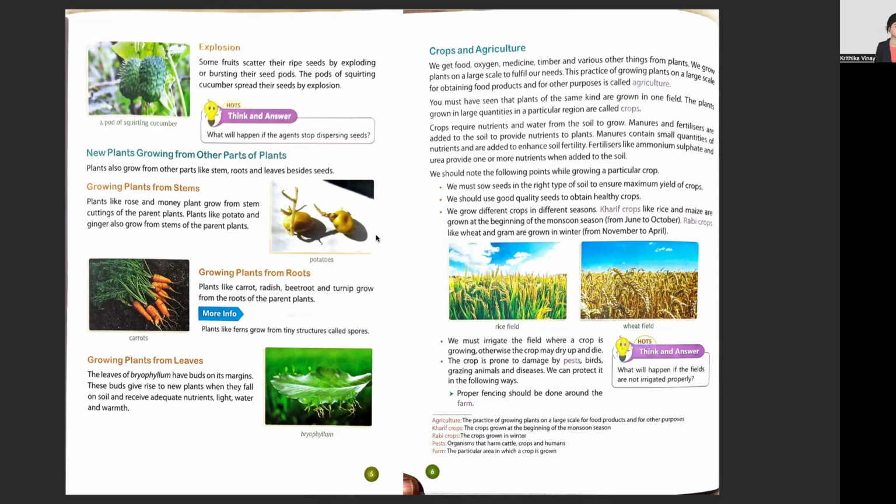You can see this. If it's kept in water, it will form these, no? You can also grow a potato plant like that. Okay? Do try it also if you want to.